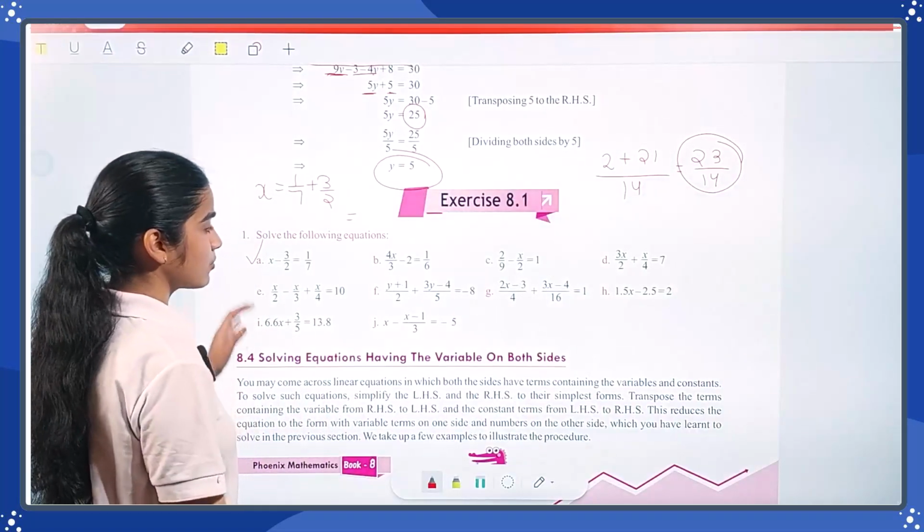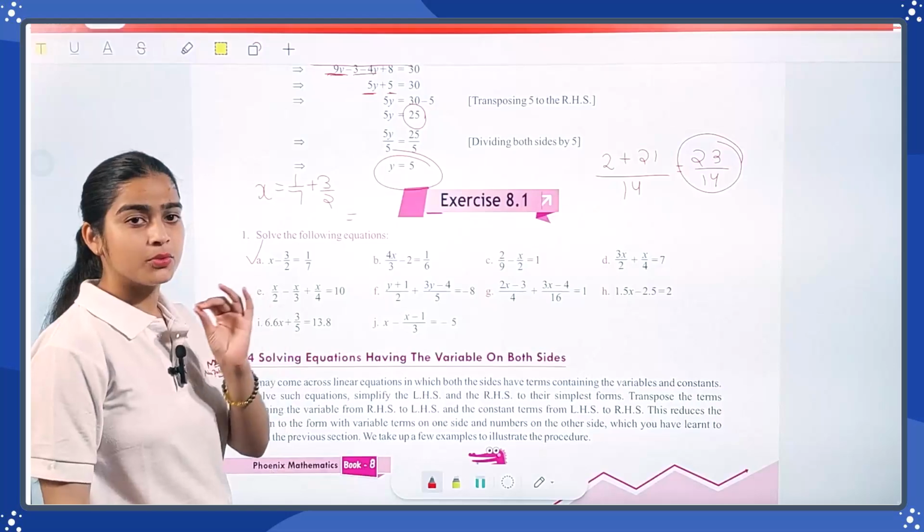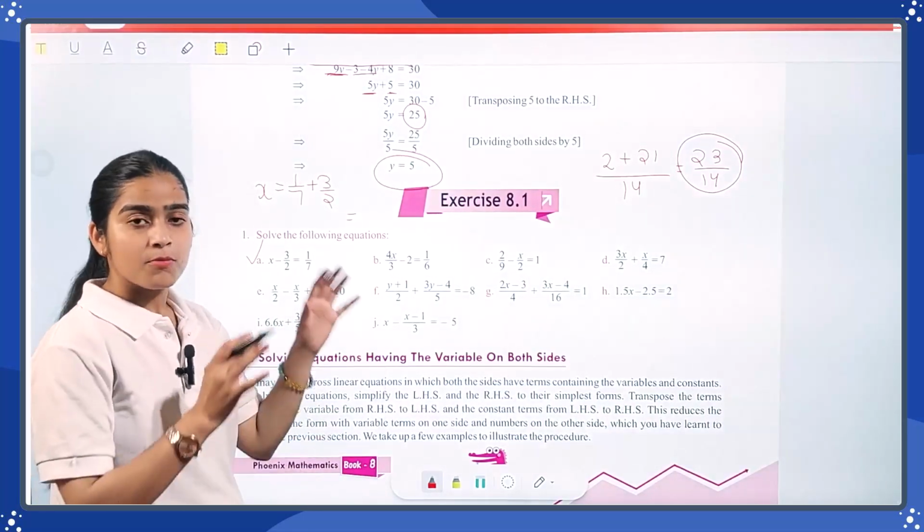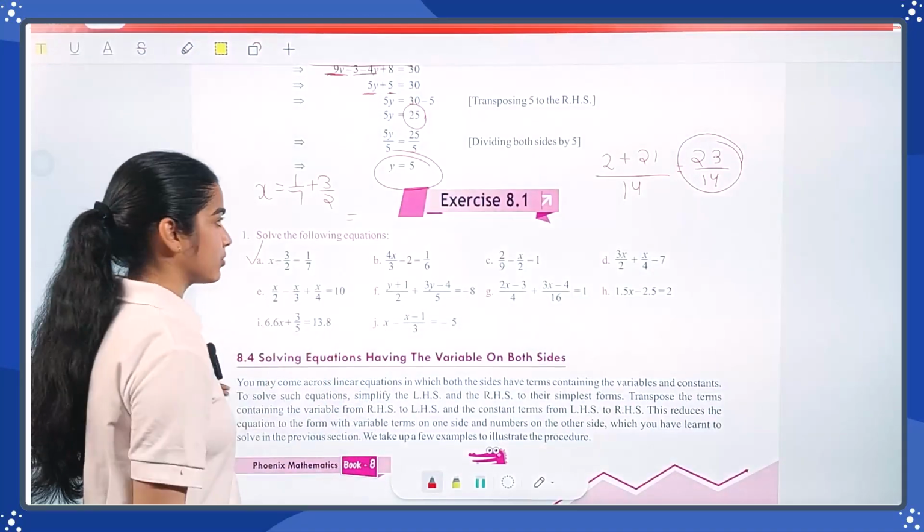So in the same way, you have to solve the rest of the questions. I already explained each and every type of these questions in your examples. So if you have doubt, first understand the examples, then come back to your exercise.